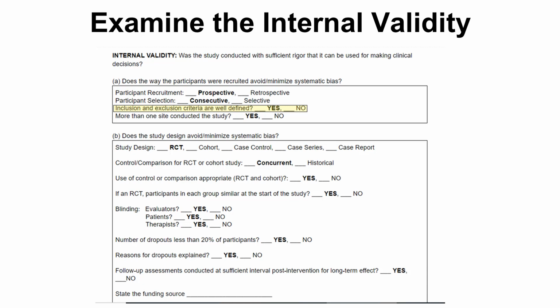Back to our internal validity screenshot from the article appraisal form, you can see I've highlighted that inclusion and exclusion criteria are well defined. Well, we talked about inclusion and exclusion criteria and what they were as far as external validity, or applicability to your patient, but they're also part of the internal validity of the article. In this particular case, the inclusion and exclusion criteria should be very well defined. So you should be able to look at that criteria and look at a particular subject and decide whether or not they fit.